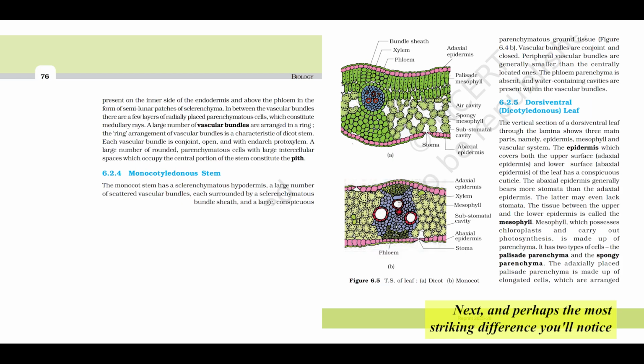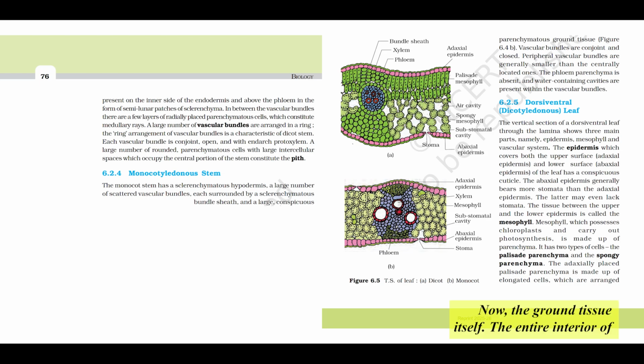Next, and perhaps the most striking difference you'll notice immediately, the arrangement of the vascular bundles. Instead of being neatly arranged in that characteristic ring, a large number of vascular bundles are found scattered throughout the ground tissue, just dotted around seemingly randomly. This scattered arrangement is an unmistakable diagnostic feature of monocot stems. Scattered bundles equals monocot stem. Additionally, each of these scattered vascular bundles is typically surrounded by a prominent sclerenchymatous bundle sheath. This provides extra protection and mechanical support to the vascular tissues within the bundle.